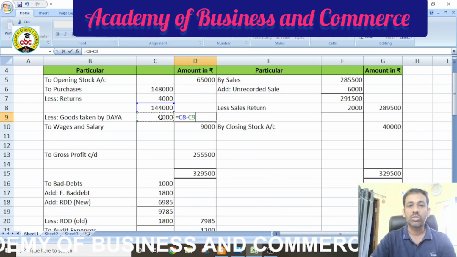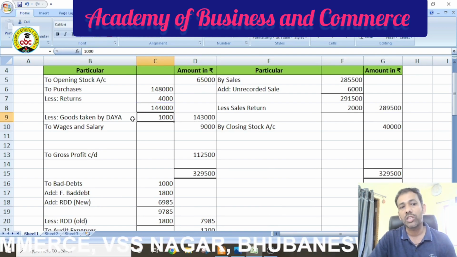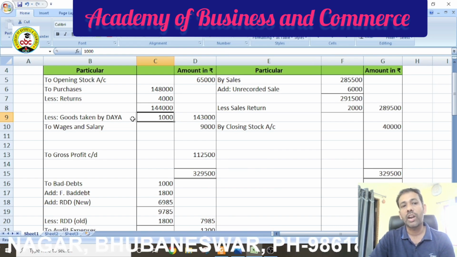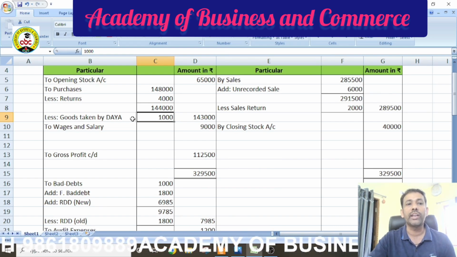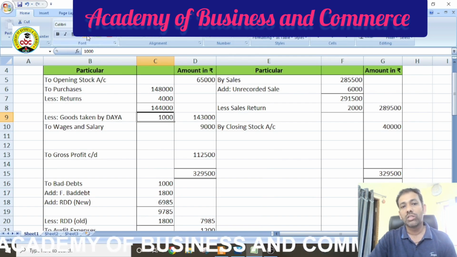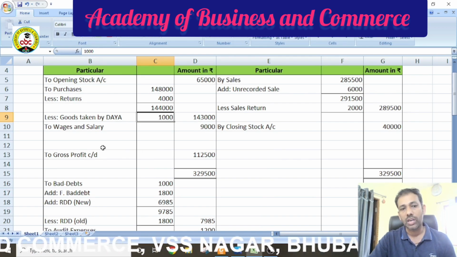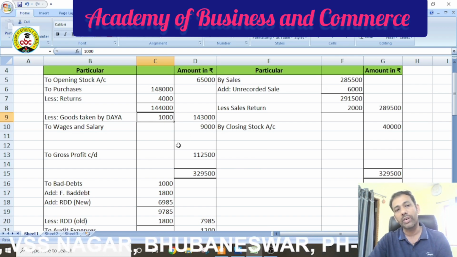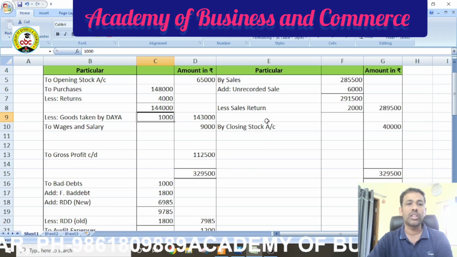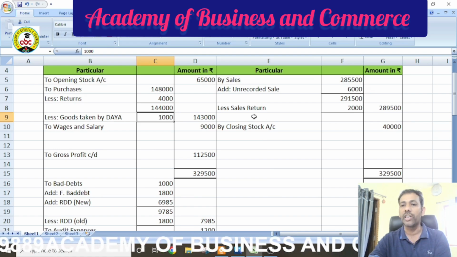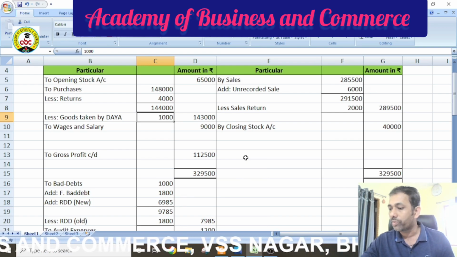minus 1,000. Again I am repeating the same thing. Goods taken by the partner is a personal expense. It is not a business expense, and they have taken that goods out of the business, so it is deducted from the purchase. Because it is not used for the business purpose, it is taken by the owner, the one partner, for their personal purpose. So it has two treatments. It can be deducted from the purchase side, or you can simply take the goods taken by the partner for personal use in the credit side, also same treatment. So there is no impact or no effect.